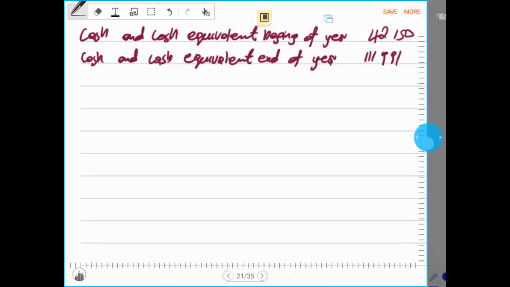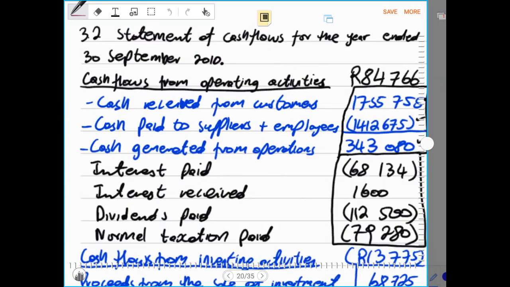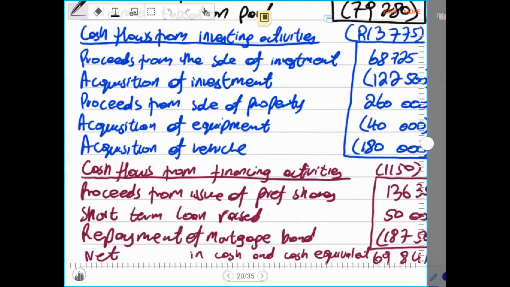And if you say closing balance minus opening balance, closing balance being 111,991 minus opening balance of 42,150, you see the difference is 69,841, which is the same as the total that we have calculated at the bottom from the beginning of the cash flow until the end. So that is the same thing. That means our cash flow will be a net increase in cash and cash equivalent. That means there was an increase in our bank account from opening balance to closing balance.